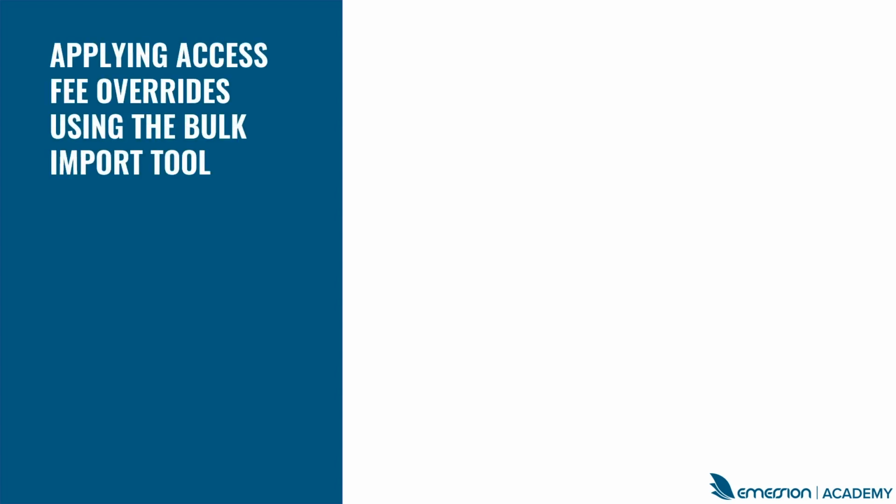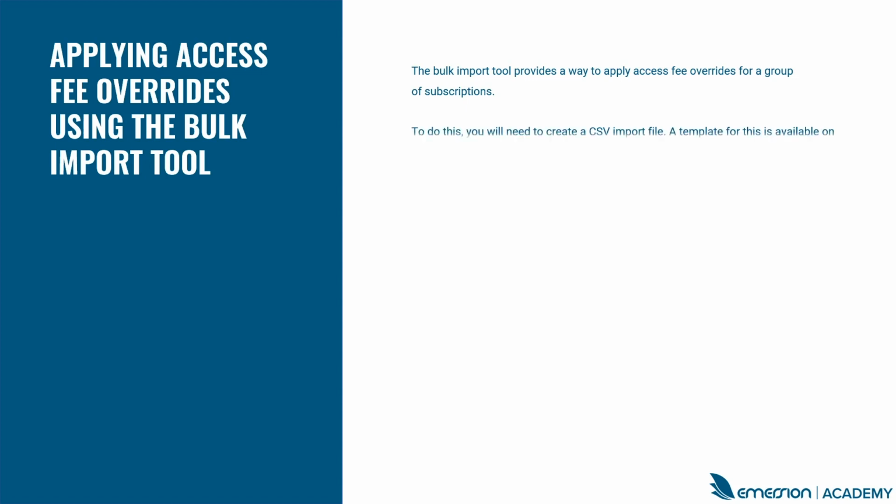And finally, you can apply access fee overrides using the bulk import tool. The bulk import tool provides a way to apply access fee overrides for a group of subscriptions. So if you have 50 customers that you want to apply this to at once, rather than going through every single one manually, you can just do a bulk import. To do this, you just need to create a CSV import file. And you can find a template for this that's available on the Immersion knowledge base.